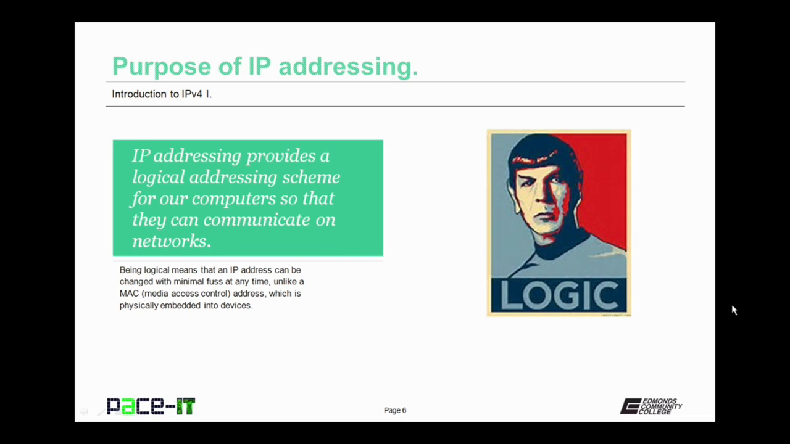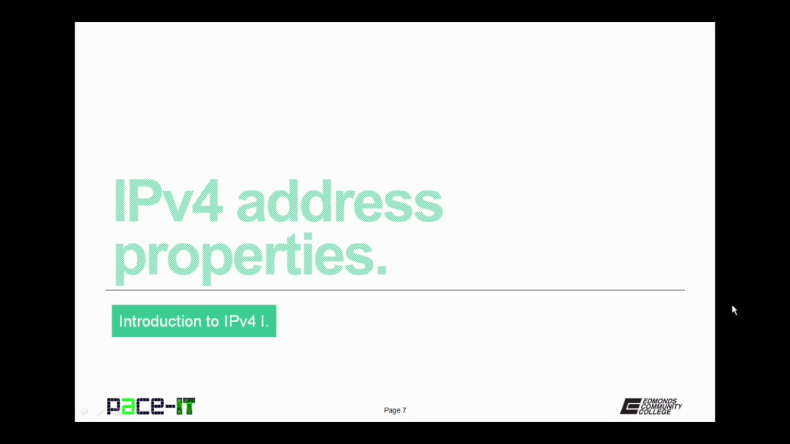IP addressing provides a logical addressing scheme for our computers so that they can communicate on networks. Being logical means that the IP address can be changed with minimal fuss at any time, unlike the MAC address, or the Media Access Control address, which is physically embedded into the device. On the other hand, IP addresses are programmed in and are easily changed. Now that we know the purpose of IP addressing, let's move on to some IPv4 address properties.